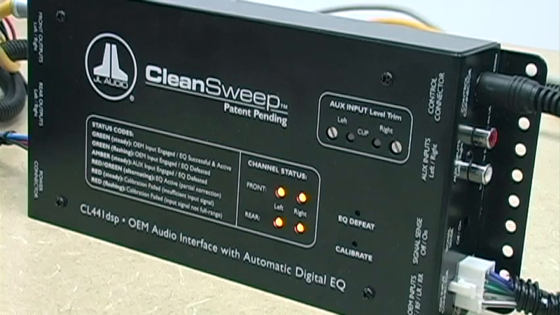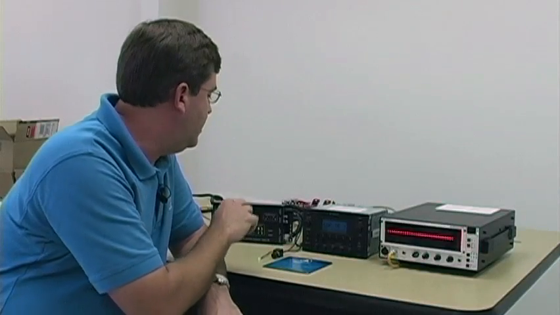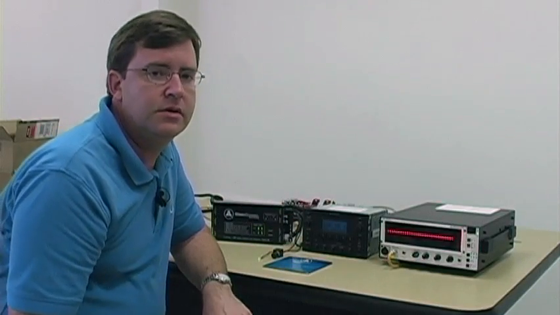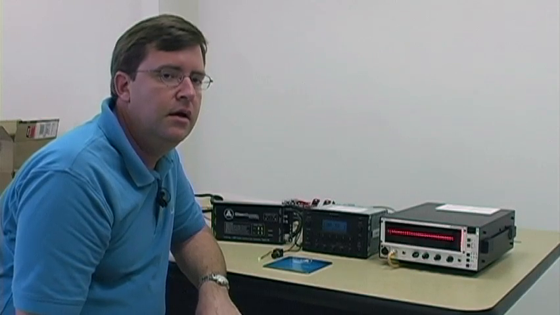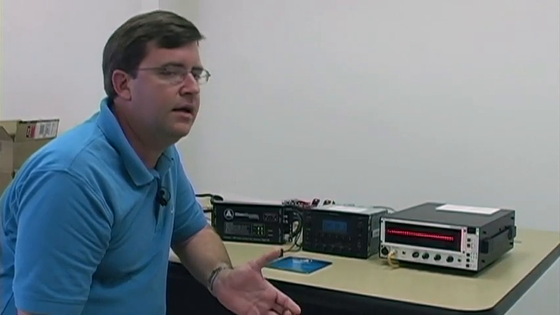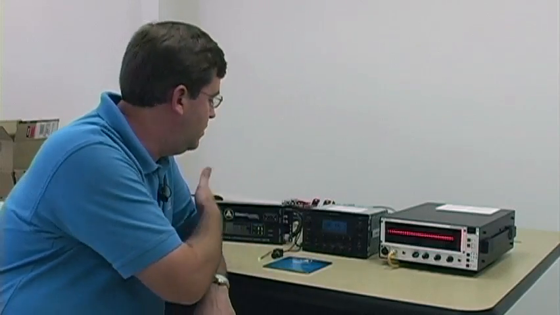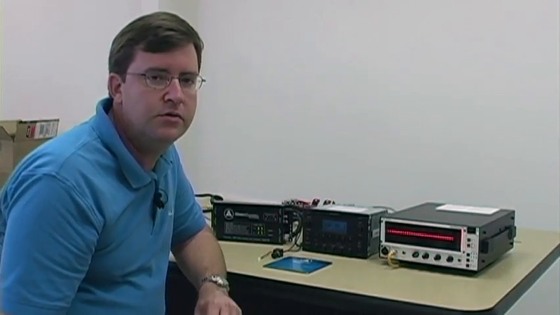And then, once that sensitivity is set, it converts that analog signal into digital audio with 24-bit resolution. At that point, the CleanSweep analyzes the frequency response in the digital domain and applies 30 bands of equalization per channel in order to correct that frequency response. And as you can see, while I was talking, the unit went through its whole cycle in about 22 seconds.